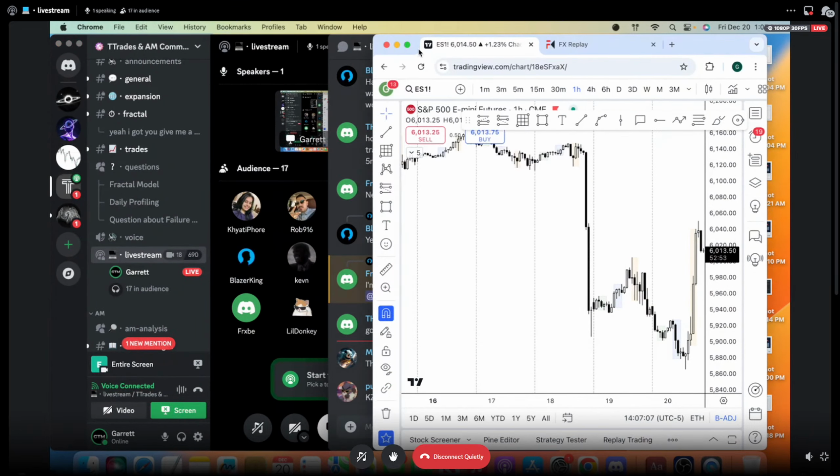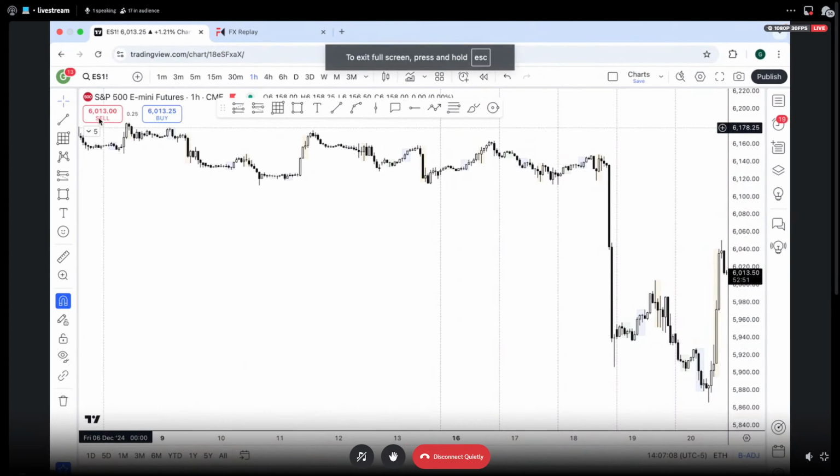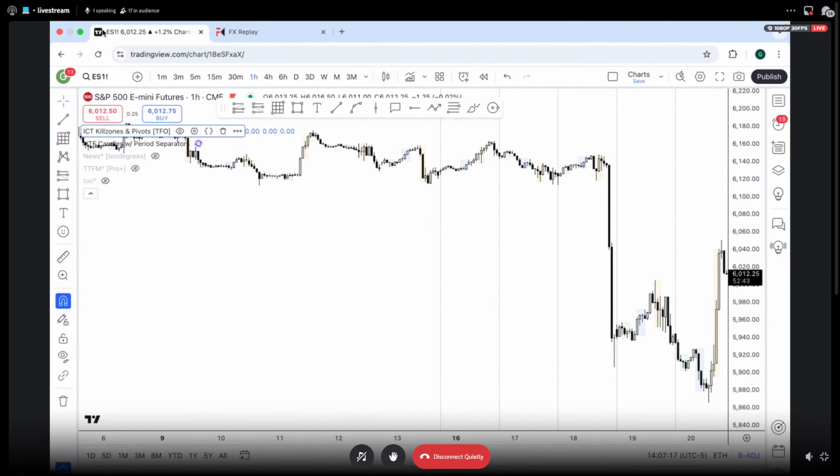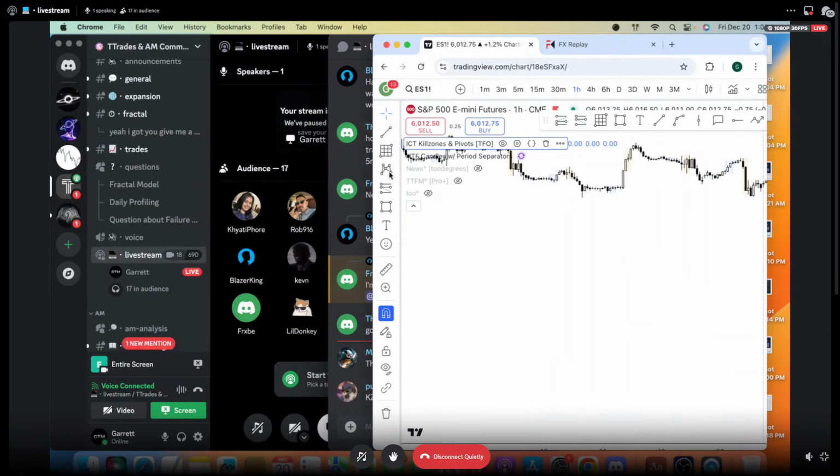The kill zone indicator is ICT Kill Zones and Pivots, right? Like CFO. Very cool indicator, very good.